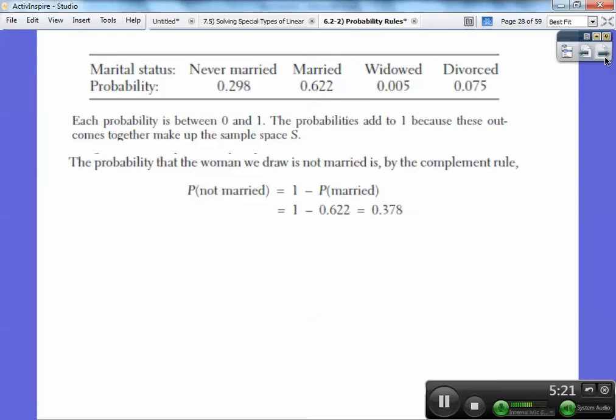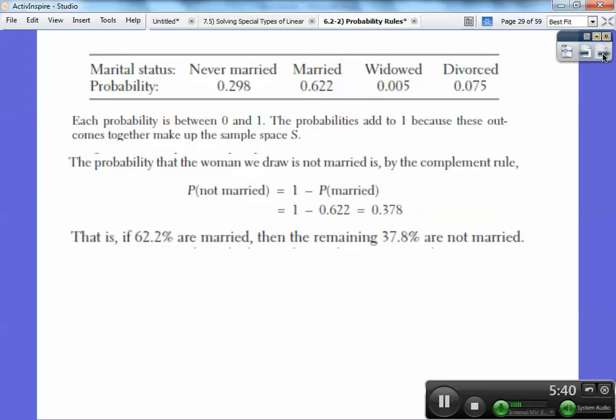So the probability that a woman that we draw is not married, we can use the complement rule. The complement rule is we take the married, and the opposite of that would be not married, so we do 1 minus this right here, and we get 37.8%. So the complement rule is great. That is, if 62.2% are married, then the remaining 37.8% would not be married.